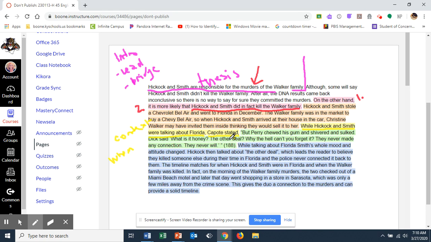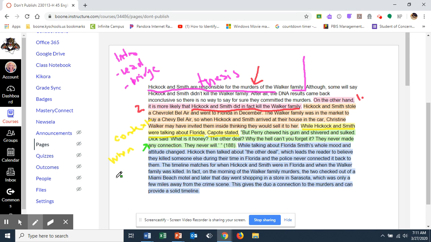Wait. Well, Hickok and Smith were talking about Florida. Here, Judas Gumage. Oh, okay. So actually, right here in green, Dick's about to be the speaker. So we could say, well, Hickok and Smith were talking in Florida. Maybe we want to change that to, I don't know, Hickok and Smith were talking about Florida.